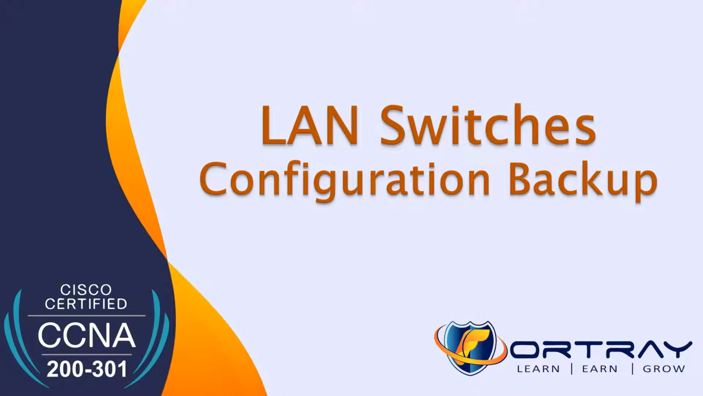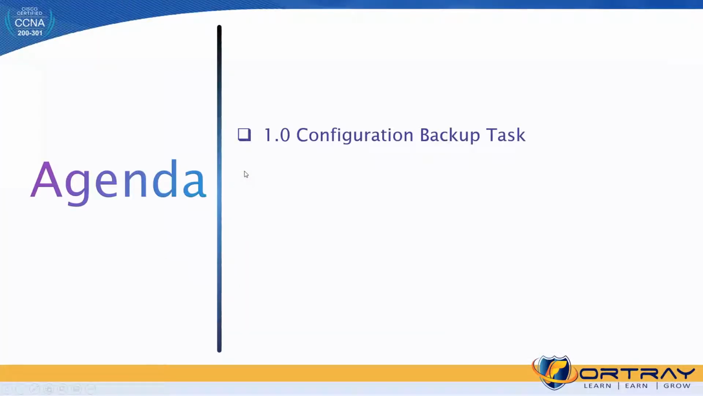LAN switches configuration backup. The task is that we are going to upgrade our LAN switches from Fast Ethernet to Gigabit Ethernet. But before we do this, we need to make sure we can take a configuration backup of both the switches, so that in case of any issue, we can roll it back.